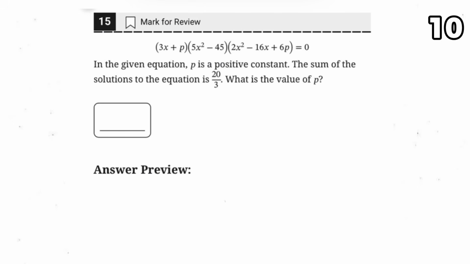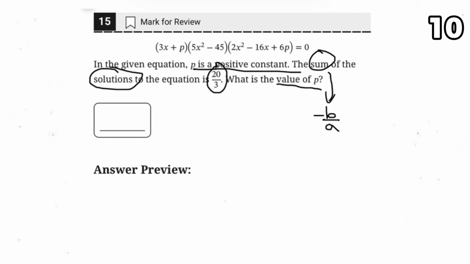Moving on, we have question 10. Question 15 asks, in the given equation, p is a positive constant. If the sum of the solutions is 20/3, what is the value of p? Since we see the sum of solutions, we know that we can use the formula negative b over a. We will use that later on.